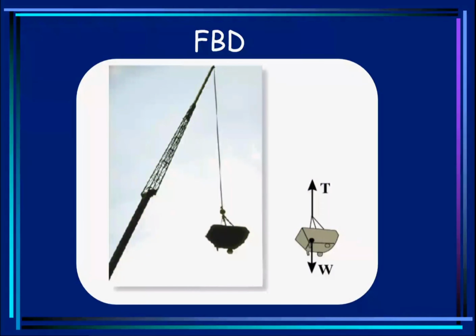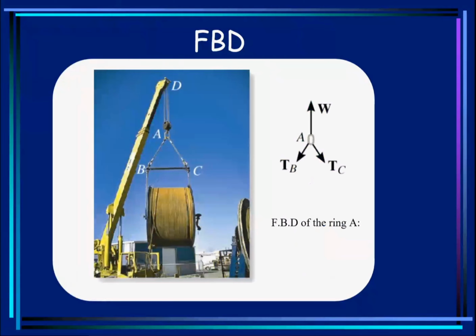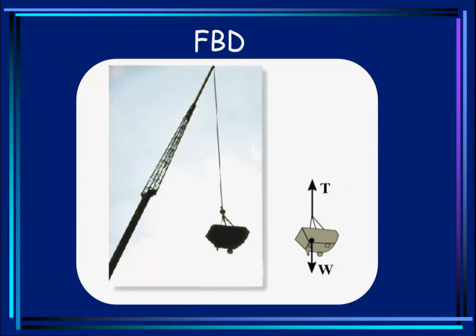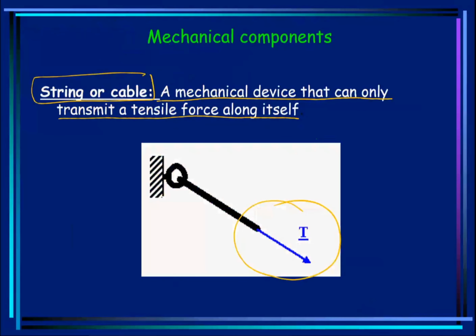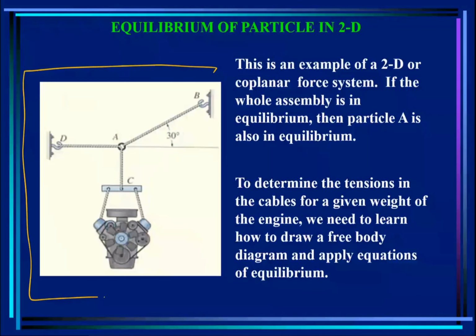Okay, free body diagram. Now the question I just mentioned, let me go back. I did mention, yes, I want to use this picture again. If this is in equilibrium, I did mention that every component, every particle on this is in equilibrium. So if I look at this part here, ring A, I know that the sum of all the forces acting on point A is equal to 0 because point A is not moving.